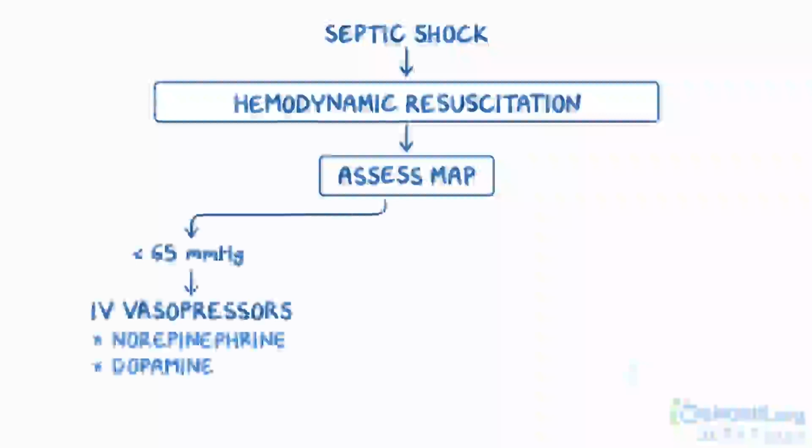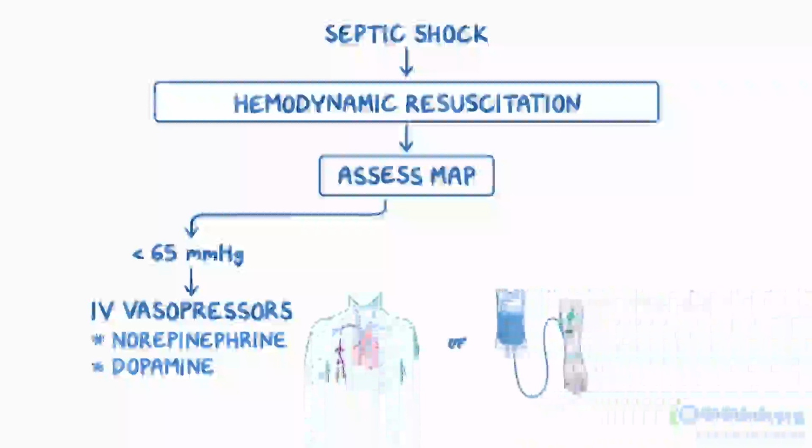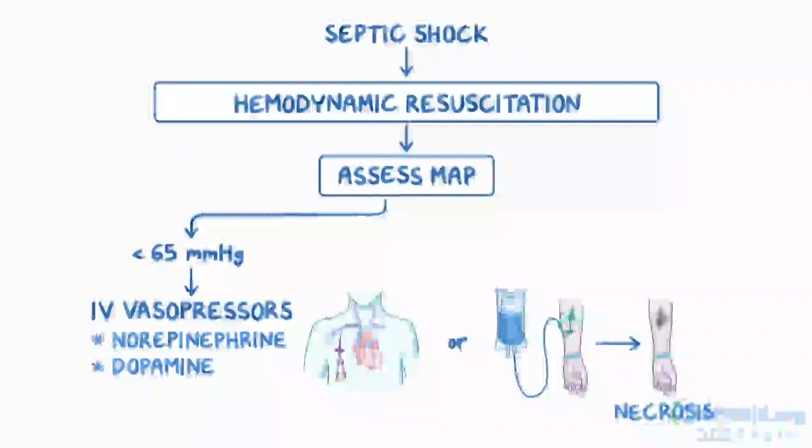Vasopressors are best administered through CVC, but if one has not been placed, they can also be given through a peripheral IV. However, there is a small risk of peripheral tissue necrosis associated with peripheral infusion of vasopressors, especially if given for long periods of time.